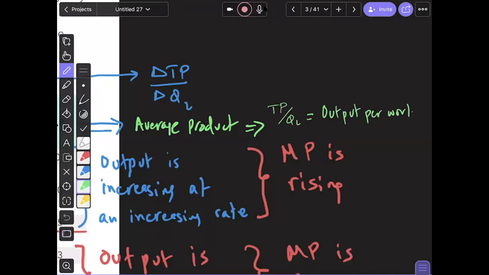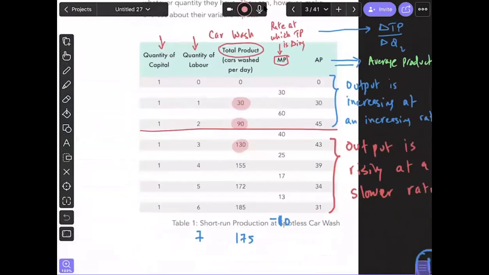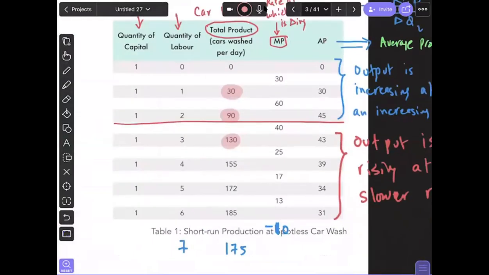Do you guys get that? So what do we mean by this? So for example, look at this. When you had one worker, it was 30 divided by 1, so 30 is the answer. When you had two workers, 90 divided by 2, your AP is 45. 130 divided by 3, AP is 43. 155 divided by 4, AP is 39, 34, and 31.